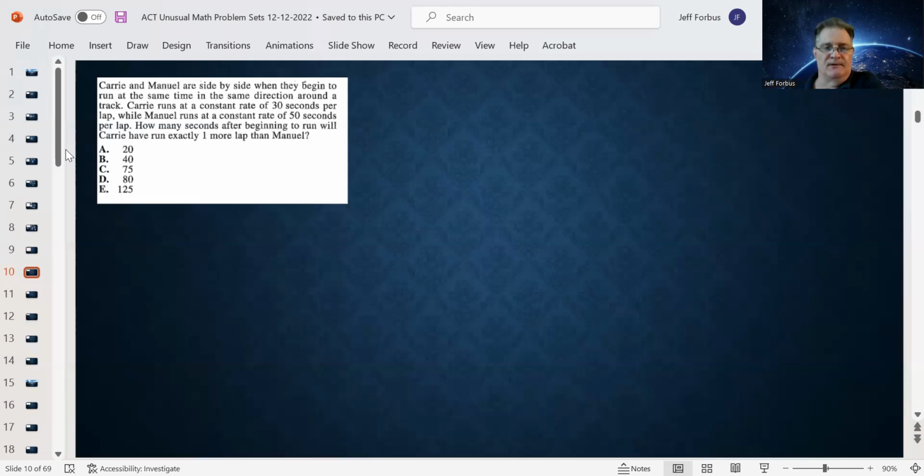It says Carrie and Manuel are side by side when they begin to run at the same time in the same direction around a track. Carrie runs at a constant rate of 30 seconds per lap. So Carrie, I'm going to put C, 1 lap per 30 seconds, while Manuel, M, runs at a constant rate of 50 seconds per lap. 1 lap per 50 seconds. Their rates are different from one another.